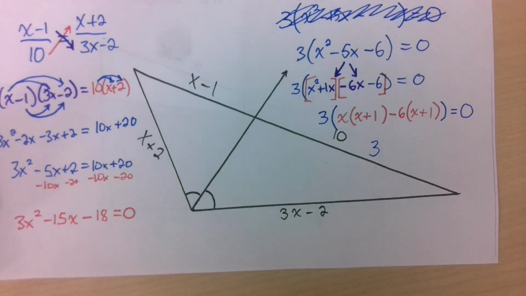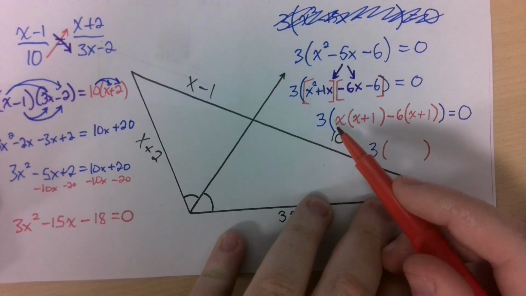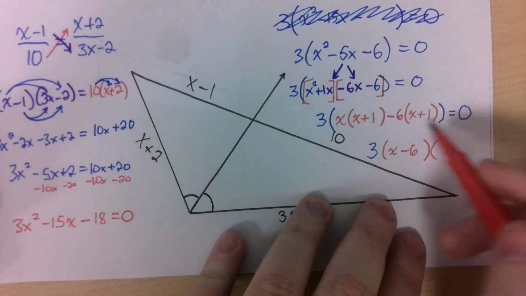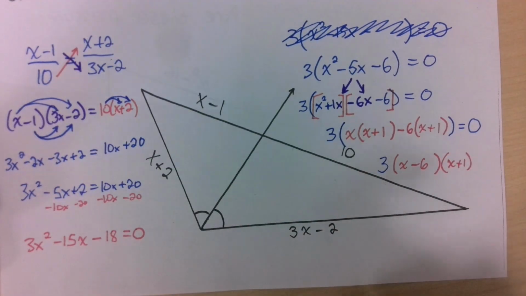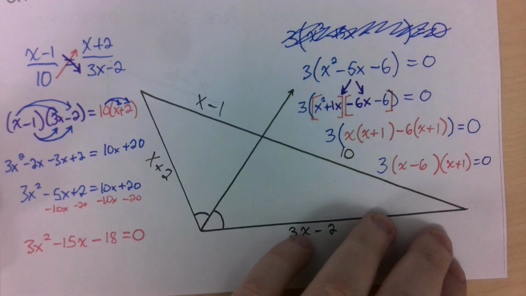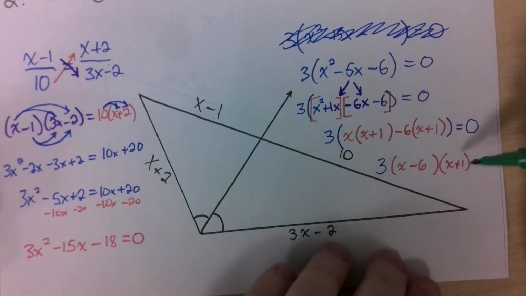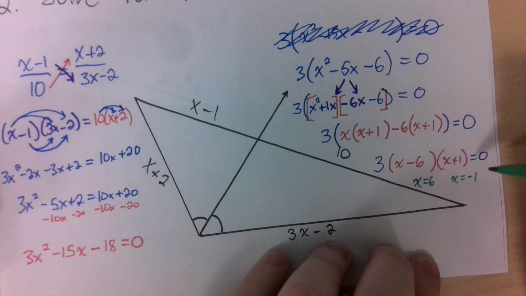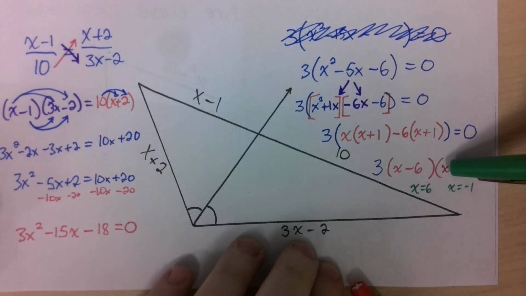So our final factored form is going to be 3 times our first set of parentheses, whatever we took out, so x minus 6. Our second set of parentheses is whatever's in common, x plus 1. And that has to equal 0. From this step, it's pretty easy to see what x should be. If you wanted to, you could set up equations where both of these equal 0, but I'll just write down the two possible answers. Either x equals 6 or x equals negative 1, because those are the values that would make the parentheses 0.